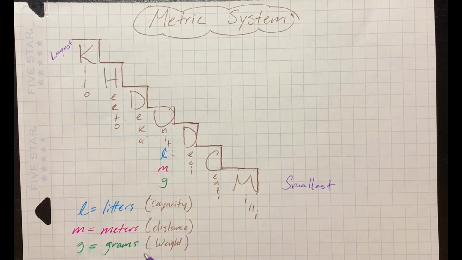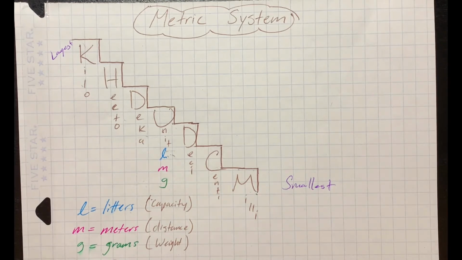What is the capacity in liters that your water bottle can hold? Okay. And then we have M, which stands for meters. That's a distance measurement: how far, how wide, how long, how tall. So we want to know distance measurements.